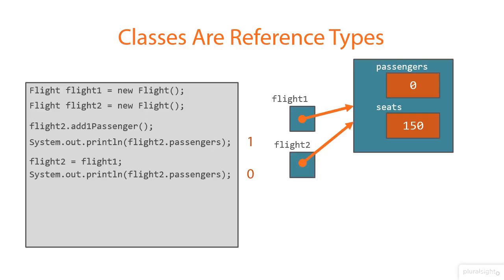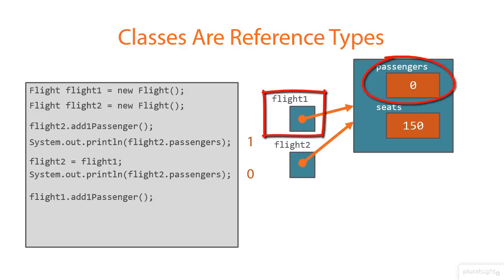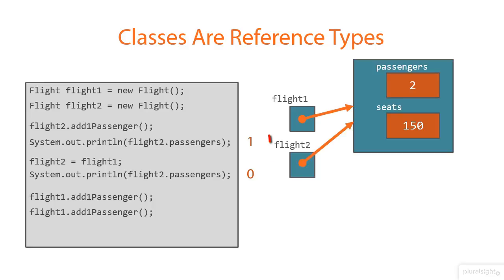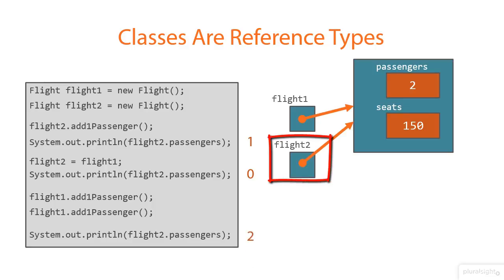So now if I work through flight1 and I say add one passenger, that increments passengers from 0 to 1, of course. If I then call add one passenger again on flight1, that increments it from 1 to 2. So now if I print out flight2.passengers, I get out the value 2.